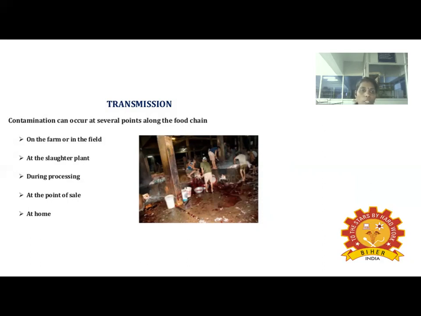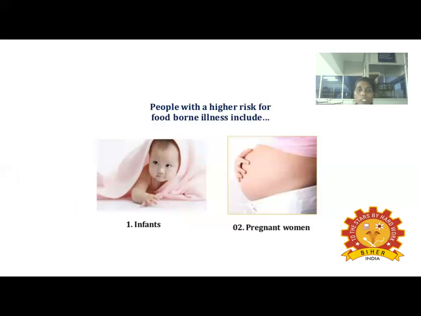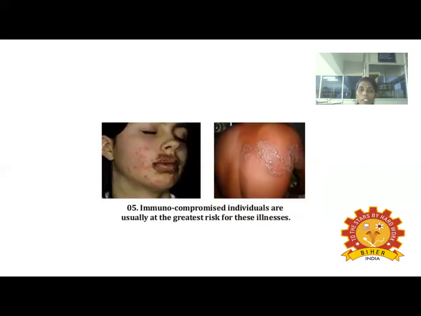Then during processing, if it is not proper, definitely that food becomes spoiled, and then when you are consuming the food materials, you will get the disease. Next, at the point of sale, there is also a lot of chance, and at home. People at higher risk for foodborne illness include infants and pregnant women. Immunocompromised individuals are usually at the greatest risk for this illness. See how they are suffering. You can see the tissue swelling.